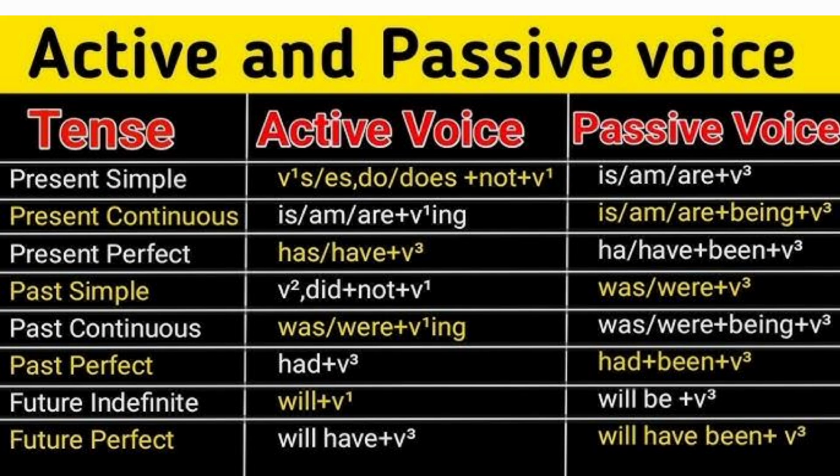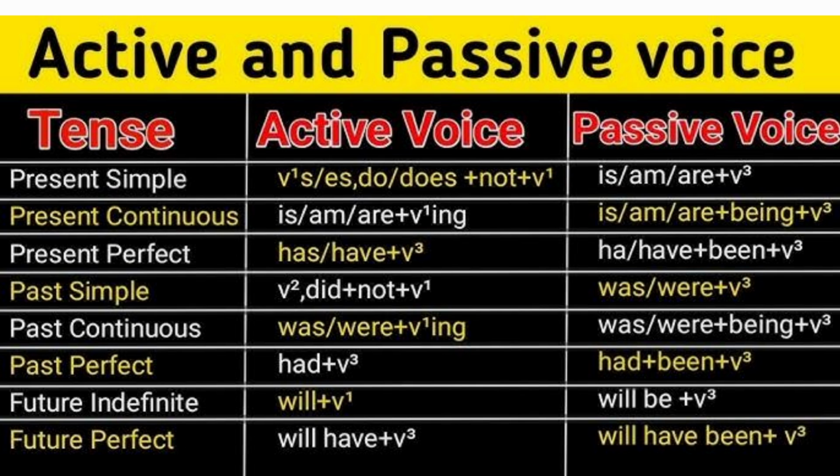Now here you have this chart. When we change any sentence from active to passive voice, the sentence structure is given here, how we have to frame the sentence. In present simple, when we change into passive voice, we use is, am, are and the third form of the verb. And in present continuous, we use is, am, are plus being plus the third form of the verb. In present perfect, like if I say, I've done my work, it becomes my work has been done by me. Okay. So in this way, you have to make the sentence.